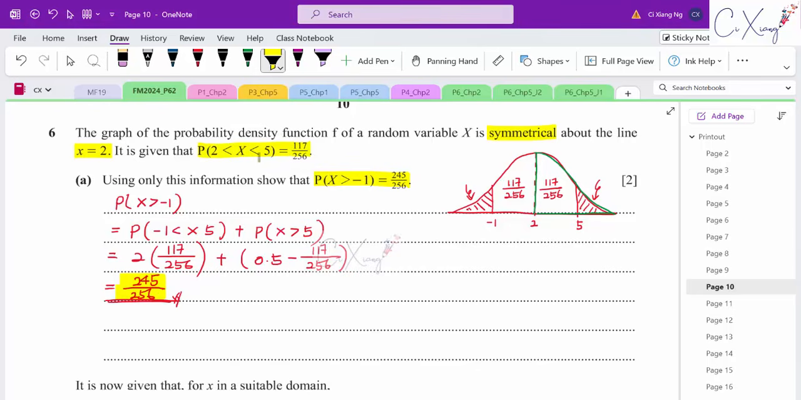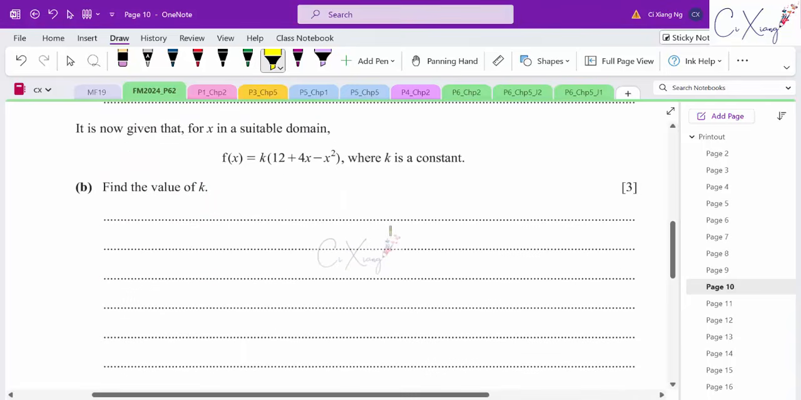Maybe you can try to use this result given in the question: the probability of x between 2 until 5 is equal to 117 over 256. So I'm using this result here. Then to calculate the probability for a continuous random variable, you have to integrate, right? So you integrate the function f(x), and you let it equal to 117 over 256.